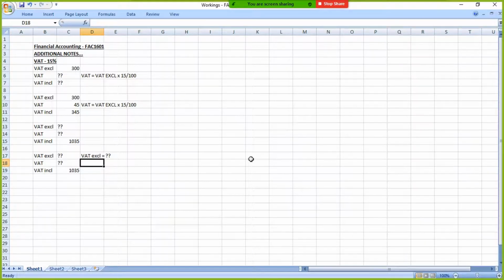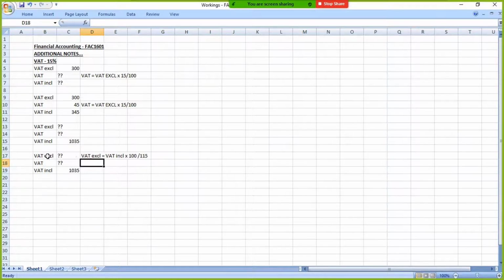Fine. I know I did it before, but now I can't change the formula. So it's 1035. How do we work backwards? Do you remember? Struggling a bit? Okay, so there's the formula.